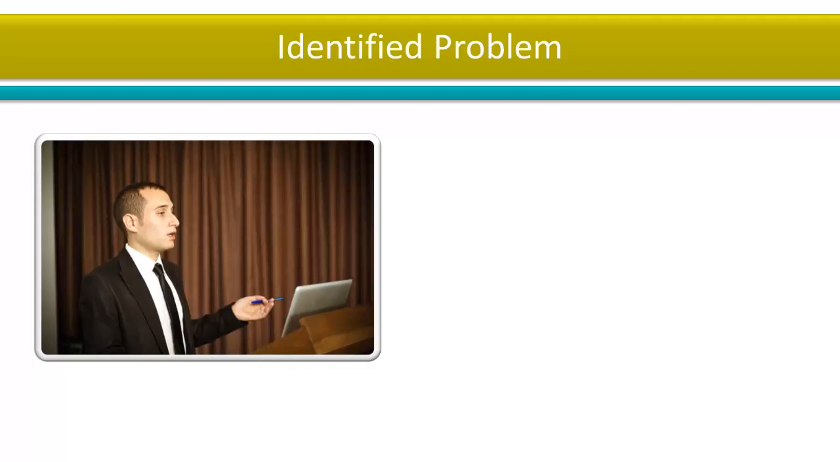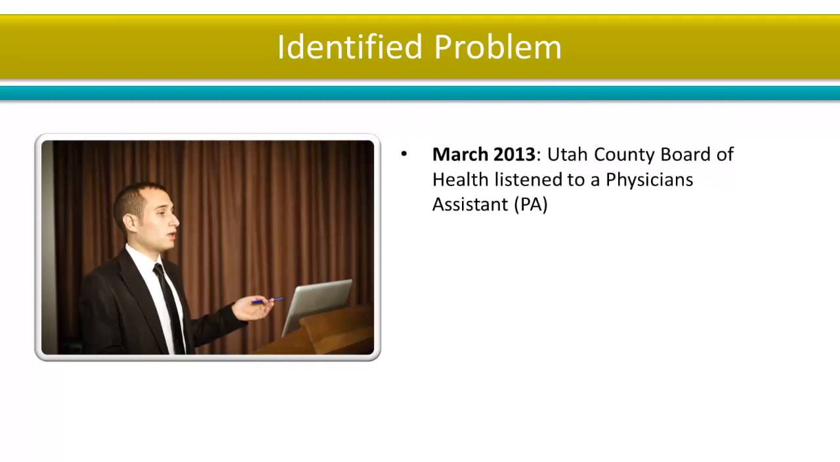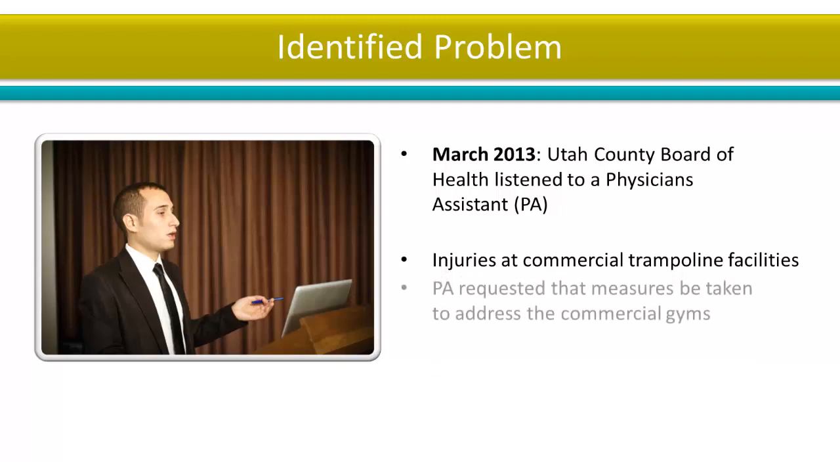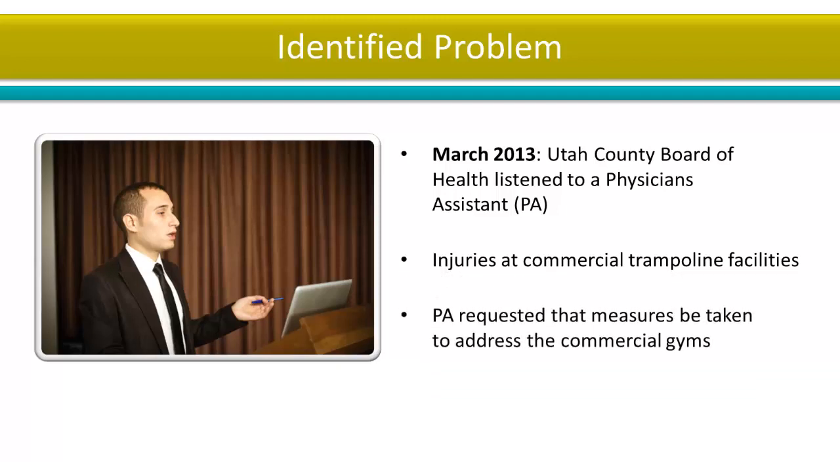In their March 2013 meeting, the Utah County Board of Health listened to a presentation from a physician's assistant, or PA, who worked in trauma care at a local hospital's emergency room. The PA, as an advocate for public health safety in the community, was concerned about the number of injuries caused by trampoline use in commercial facilities, commonly referred to as jump gyms. The PA requested that measures be taken to address the commercial gyms.